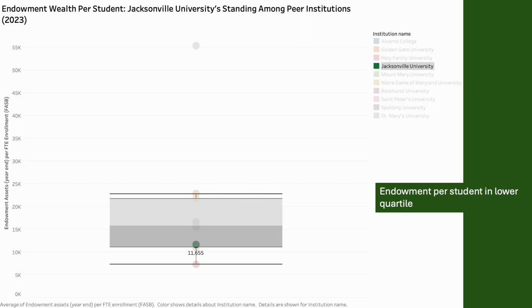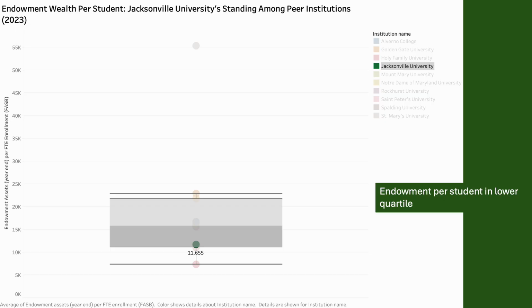This combination of high tuition and low financial reserves creates financial risk. Without a strong endowment, JU has fewer resources to offer scholarships, invest in new programs, or handle economic downturns. Over time, this imbalance between price and financial support could hurt enrollment if students begin to question the value they are receiving.